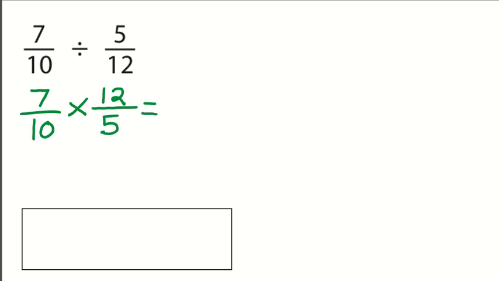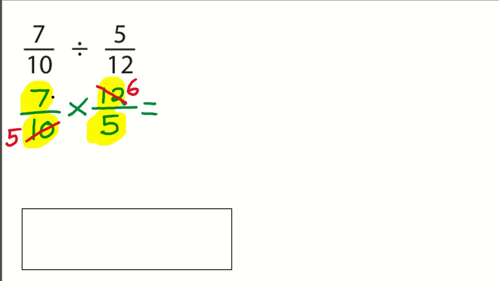Now, let's look at our diagonals. What is the biggest number that goes into 12 and 10? Well, I know that 2 will go into both of them. 2 goes into 12 6 times. And 2 goes into 10 5 times. Let's look at the other diagonal. What is the biggest number that goes into 7 and 5? Biggest number is 1. So we're done.